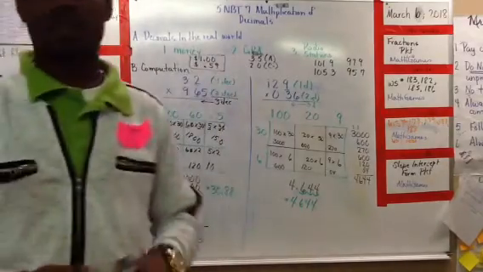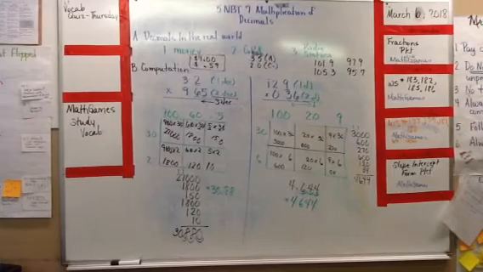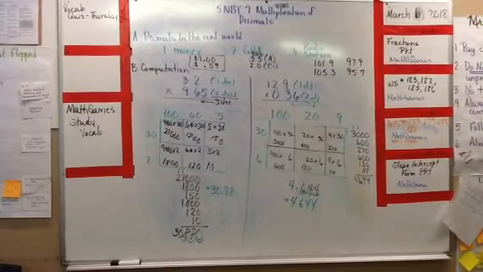Make sure you copy this down. Practice it over and over. The only difference in multiplying decimals and whole numbers is the decimal itself.